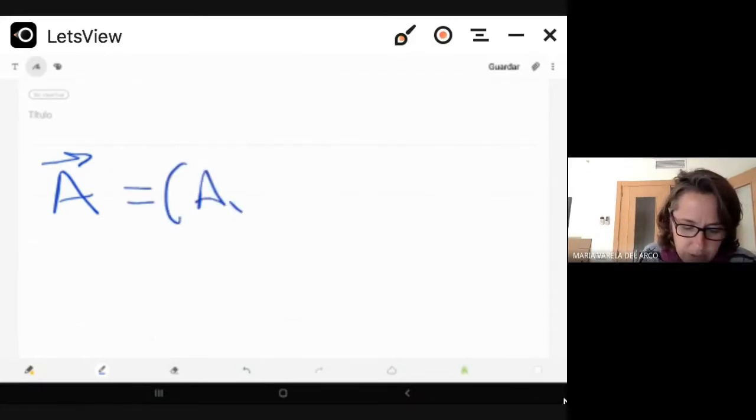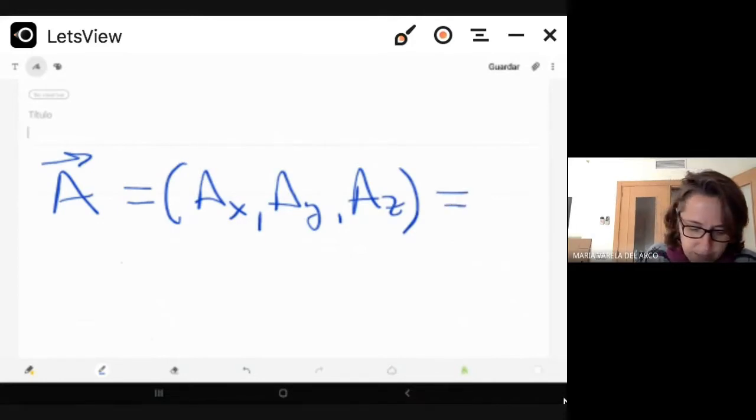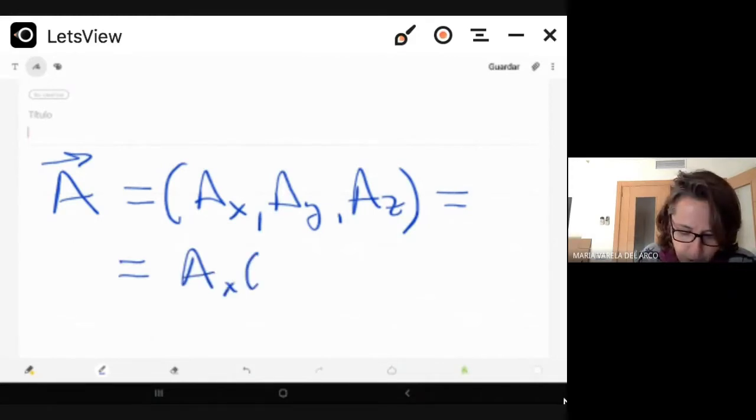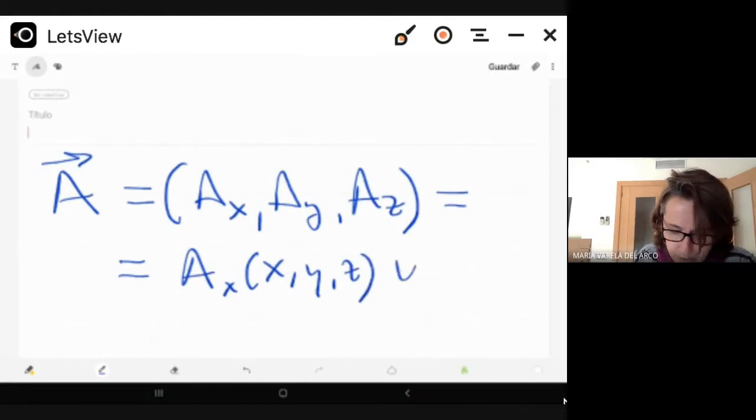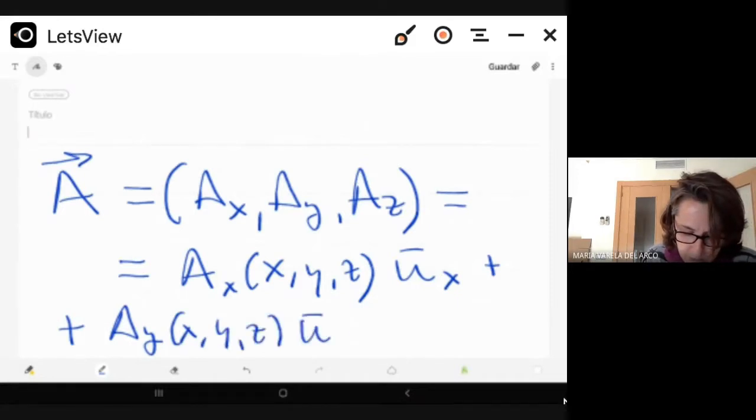In Cartesian coordinates, my field would look like this. This obviously means that the first component, which could be a function of x, y, z, again Cartesian, times ux, plus the second component, which will also be a function of x, y, z, times the unit vector along the y direction.